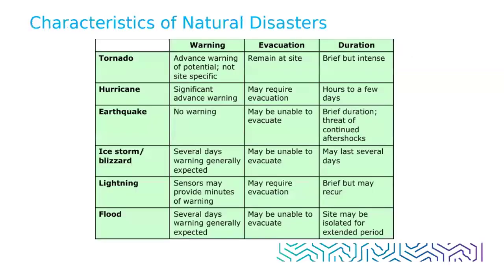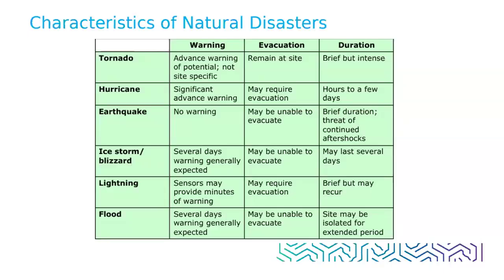And then we have the characteristics of natural disasters. See, the natural disasters can be any type. So there are six common natural disasters based on three characteristics: one is warning, evacuation, and the duration. The natural disasters will differ in terms of warning, evacuation, and duration.